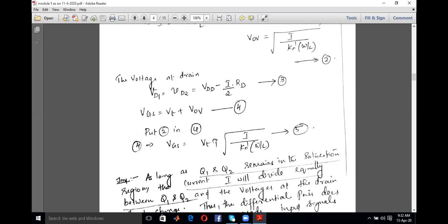I repeat, if I'm giving the VCM in a desirable range, your amplifier is acting in a common mode manner. In the common mode manner, you are getting same current through both the transistors. If you're having same current through both the transistors, you're having same voltages at drain 1 and drain 2. Similarly, you're having the same voltages at the gate source for both the transistors. That I have derived using VGS minus VT equal to VOV, or VGS equal to VT plus VOV, and replaced VOV with respect to this equation. This equation I have put here and rewritten for VGS.